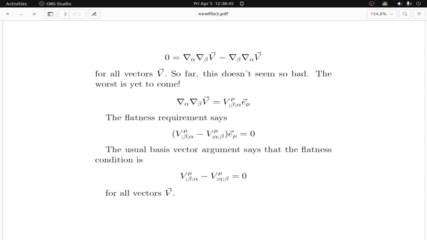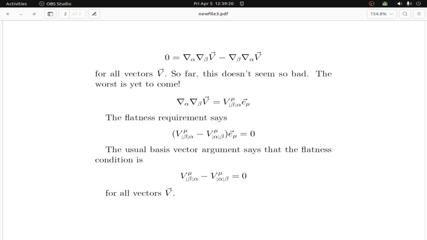To get started in this calculation, I need to remember something. The numbers v^μ;β are the components of a 1-1 tensor. It's the covariant derivative of the vector v. If I want, I can just write that as v^μ_β, leaving the semicolon out, to emphasize the fact that it's a 1-1 tensor that we're looking at. We know how to do the covariant derivative of a 1-1 tensor from our previous work.